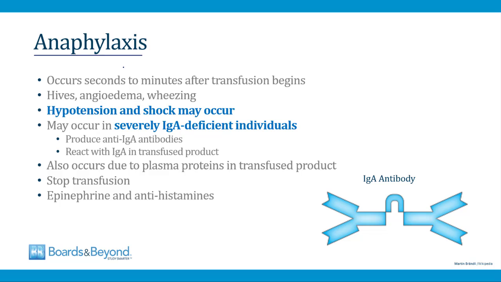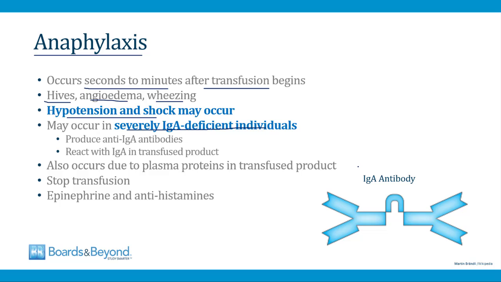Anaphylaxis can develop in response to a blood transfusion. This occurs seconds to minutes after the transfusion begins, and it presents in the usual way that anaphylaxis presents, with hives, angioedema, and wheezing. Hypotension and anaphylactic shock can occur. And for your board exams, you want to remember that this can occur in severely IgA deficient individuals.